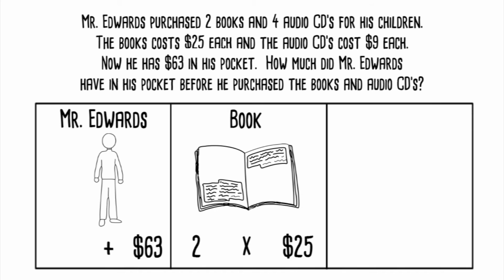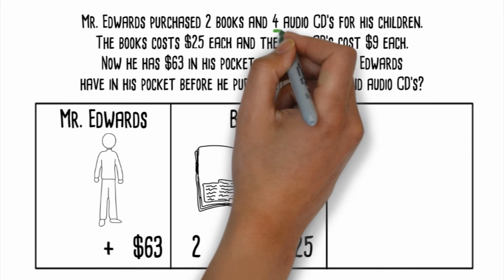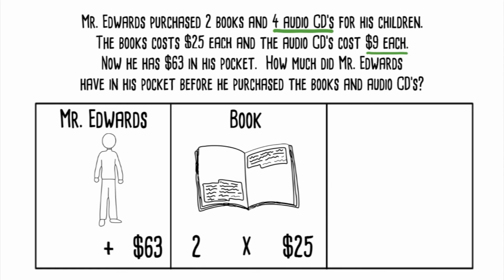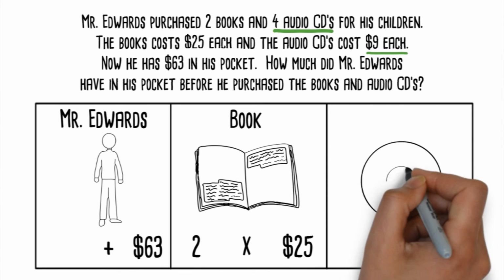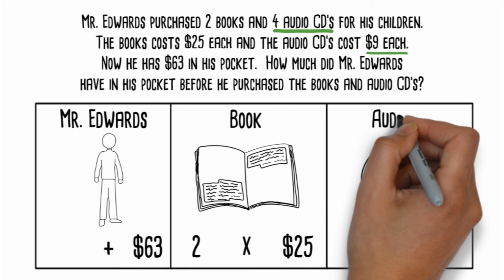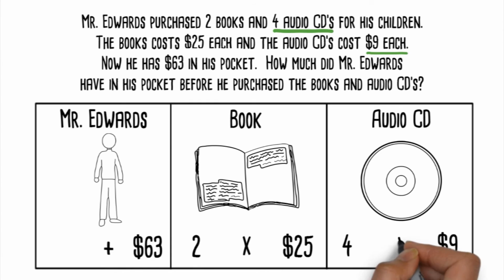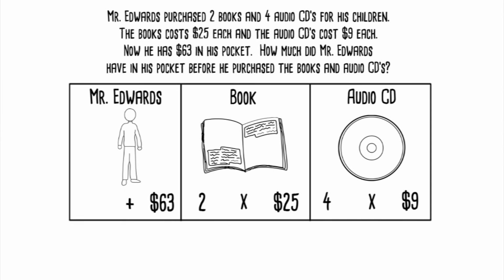The final section represents 4 audio CDs purchased for $9 each. We then draw an audio CD, label the box as such, and place the concrete number 4 on the bottom left, and the variable number, $9, on the right-hand side, with the multiplication sign again in the middle. We then look at each individual box to determine where we might begin solving the problems.